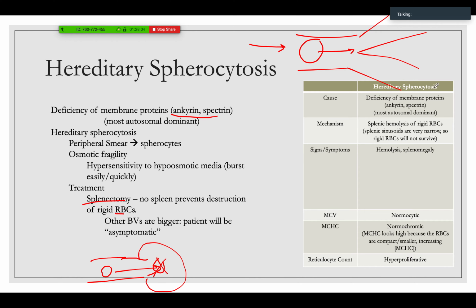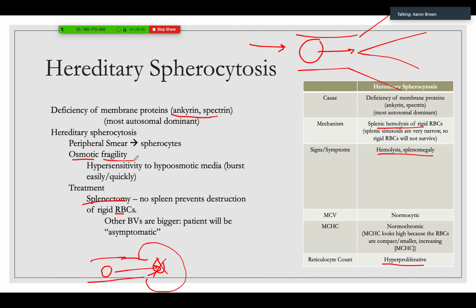Okay. Great. So we can read through here. Splenic hemolysis of rigid red blood cells. We get hemolysis and splenomegaly, and a hyperproliferative reticulocyte count as it tries to restore the normal amounts of red blood cells. Now, the specific testing we have to talk about here is called osmotic fragility.